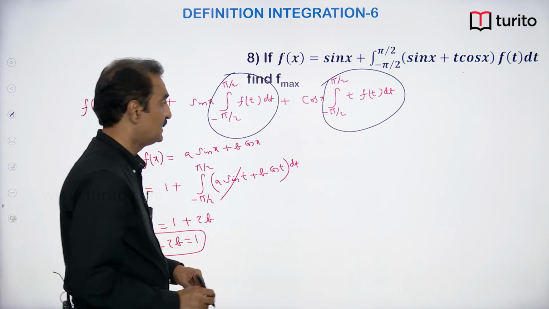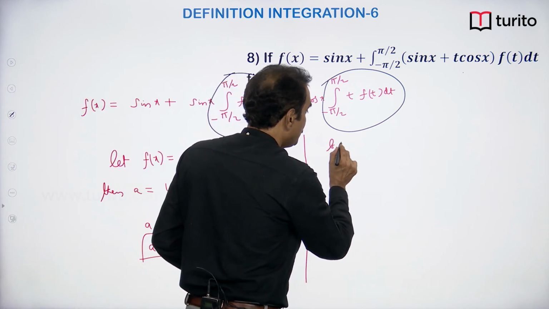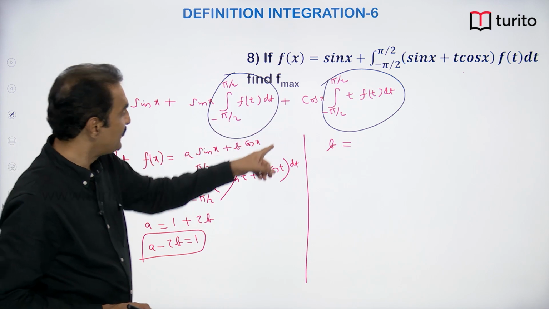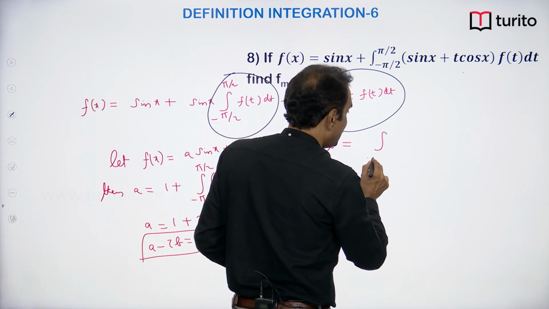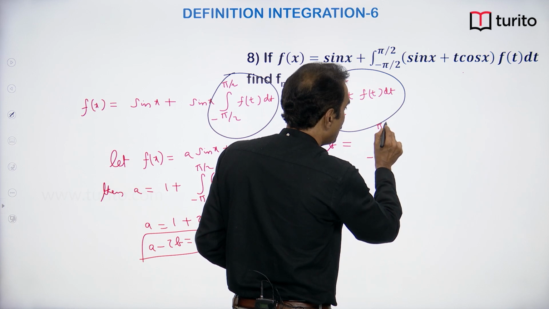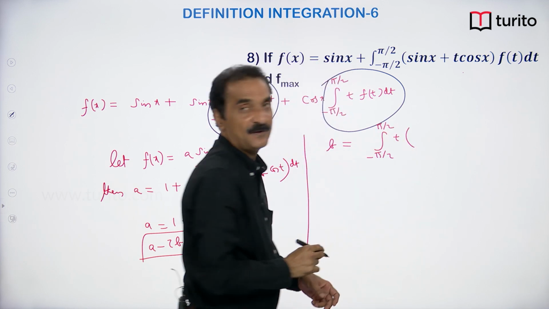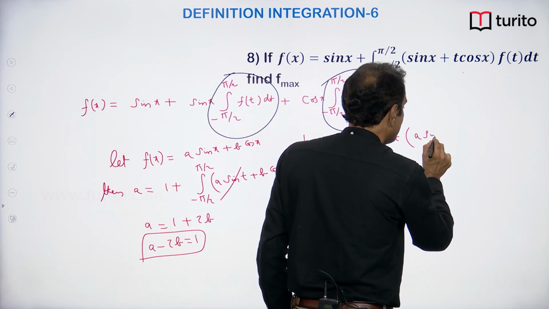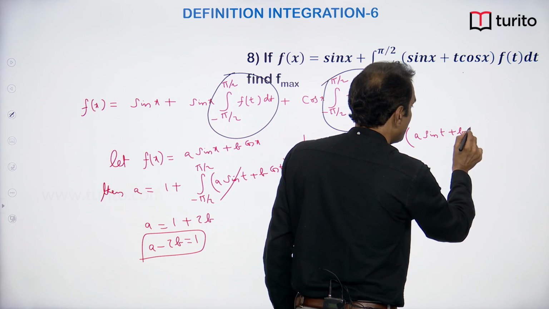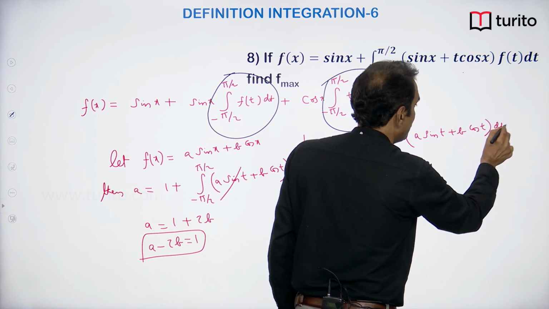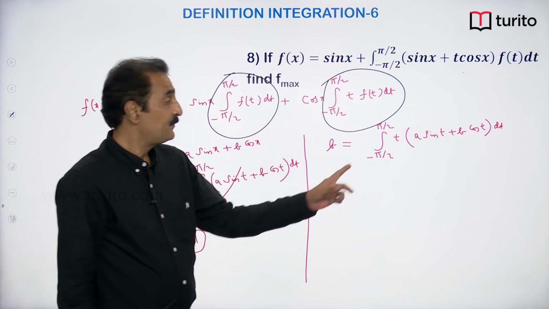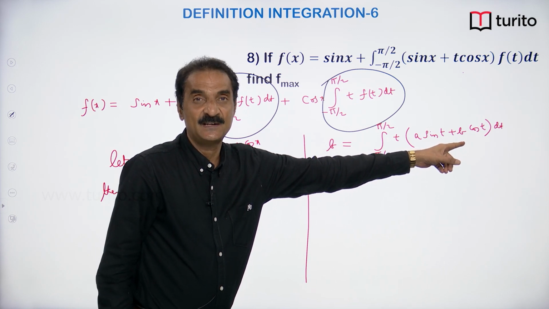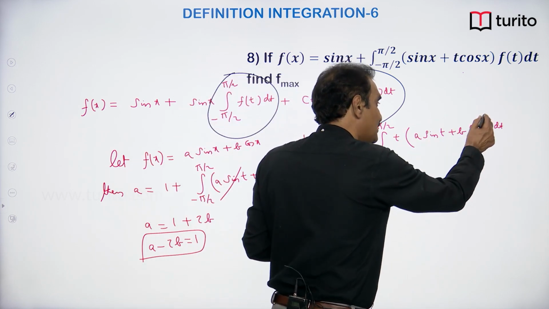This is one equation. Now similarly, b is equal to the coefficient of cos x, that is integral from minus pi by 2 to pi by 2 of t into f of t. What is f of t? A sin t plus b cos t. This time t cos t is an odd function. Replacing t by minus t, we are getting a minus sign. So the integral of t cos t will be 0 in this interval.